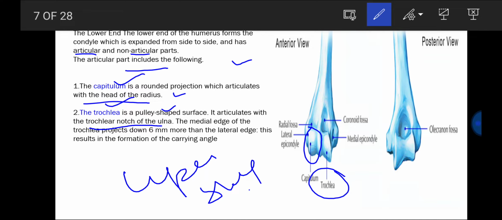The medial edge of the trochlea projects down 6 mm more than the lateral edge. This results in the formation of the carrying angle. What is the carrying angle? When you are standing in anatomical position, at the elbow joint there is some carrying angle. It is more in women than in men.